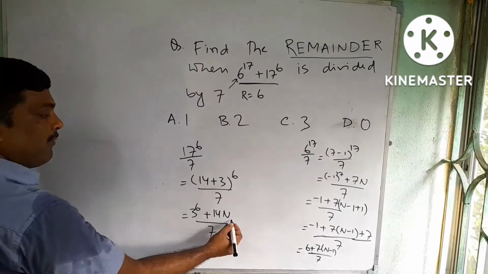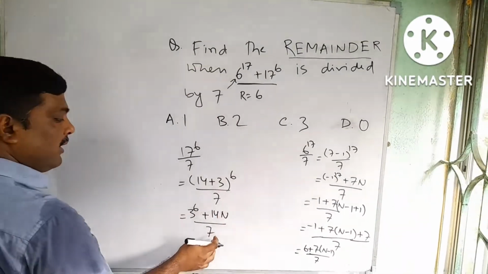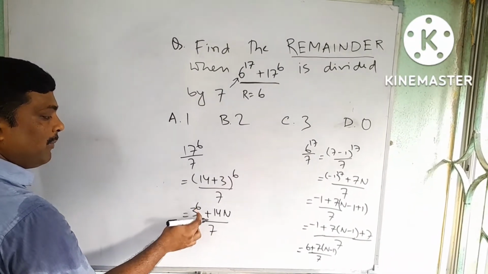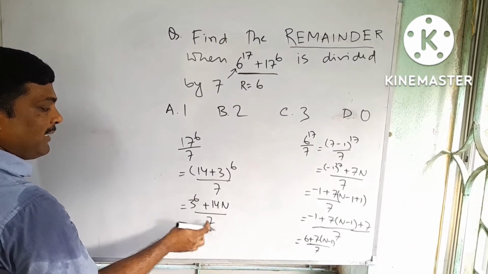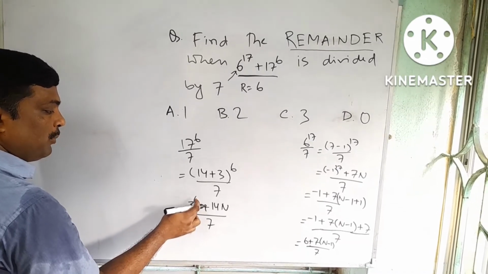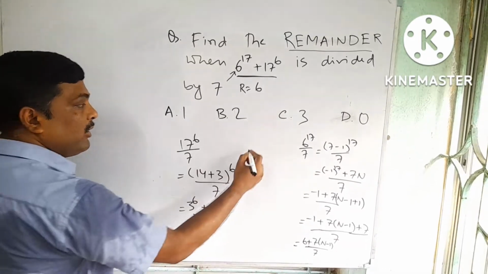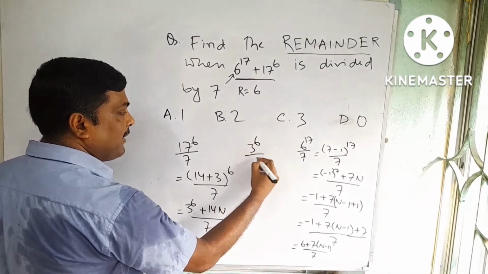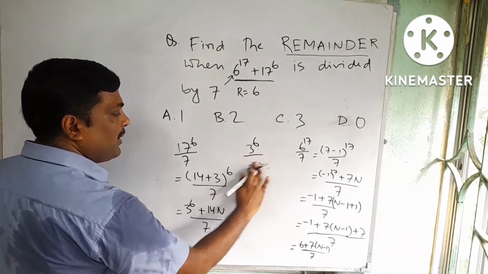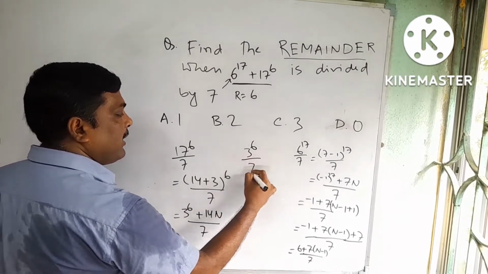Now 14 into some natural number n is divisible by 7. So we have to divide 3 to the power 6 by 7 and find the remainder.